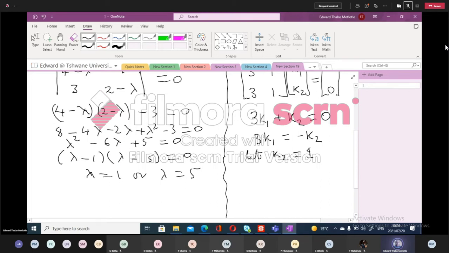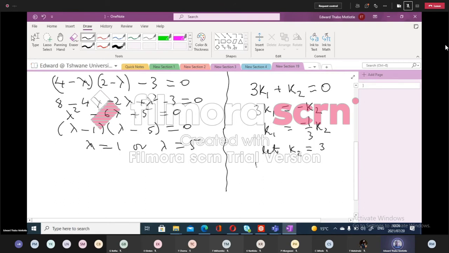Okay, I don't like this one. I want it to be nice. This one is not nice, but it's allowed. You can let it be equal to 1, so you're still correct. But I want it to be beautiful. So k1 equals minus 1 over 3 k2. Okay, so if I let k2 be equal to, let's say 3, what does that mean?